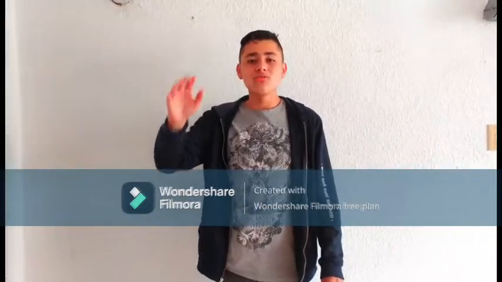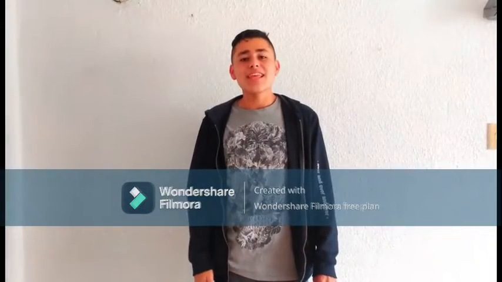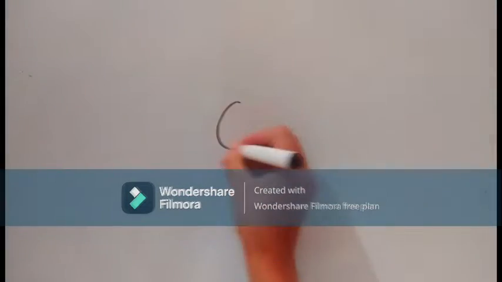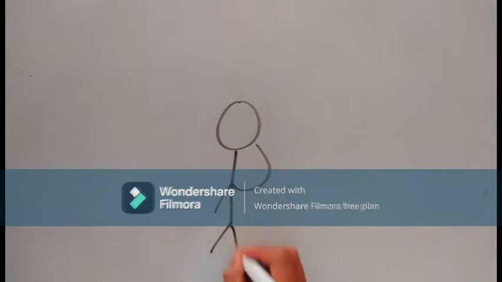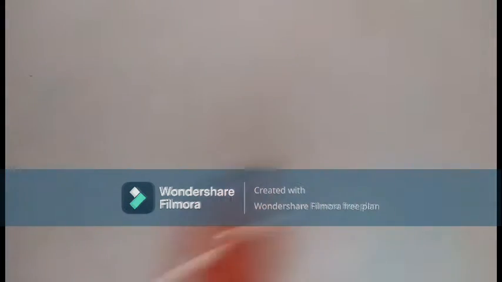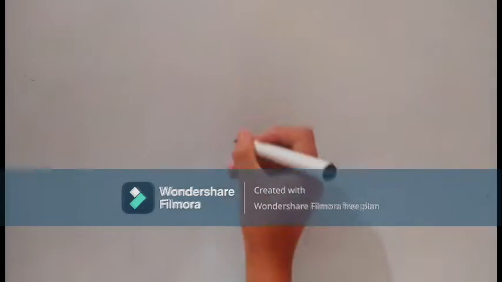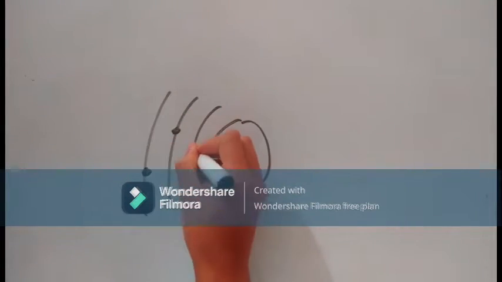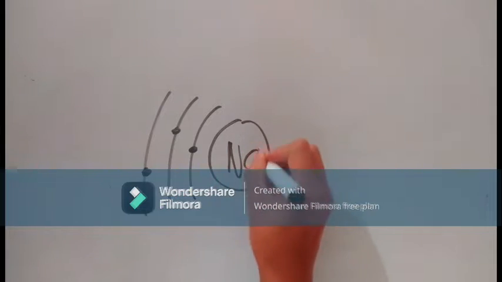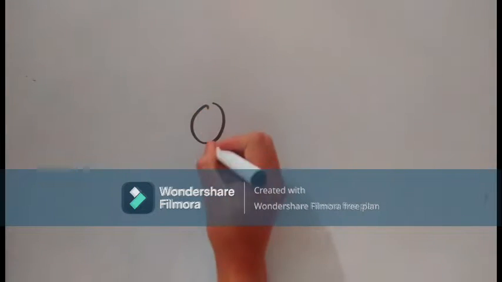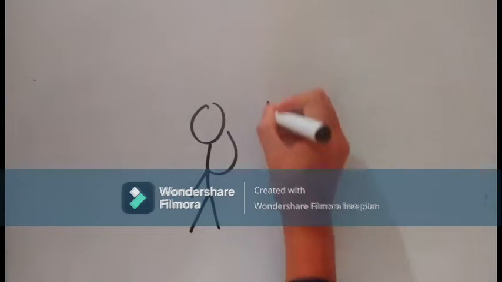Hello guys, today we will explain the electronic configuration. But what is the electronic configuration? The electronic configuration is the way in which the electrons of an atom are distributed, and these are ordered in the different levels and sublevels of energy. And what are these levels and sublevels?